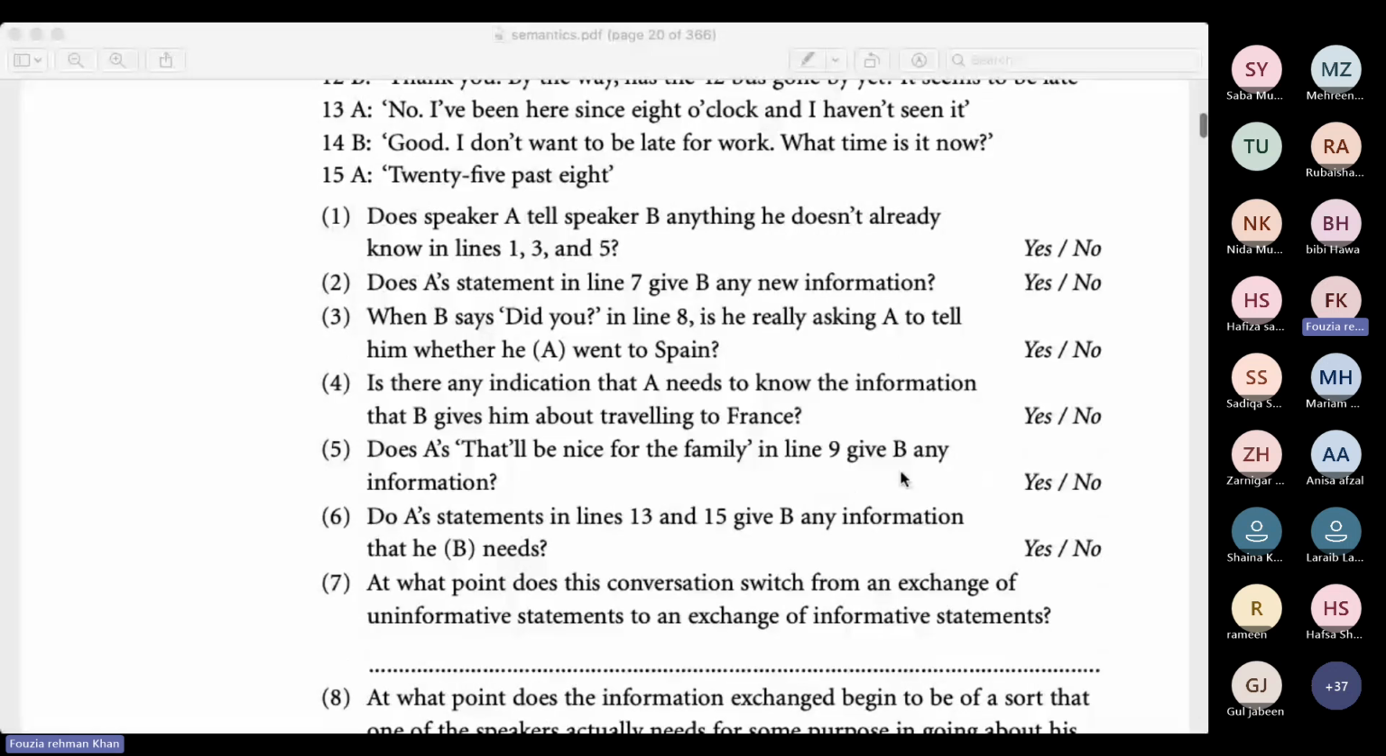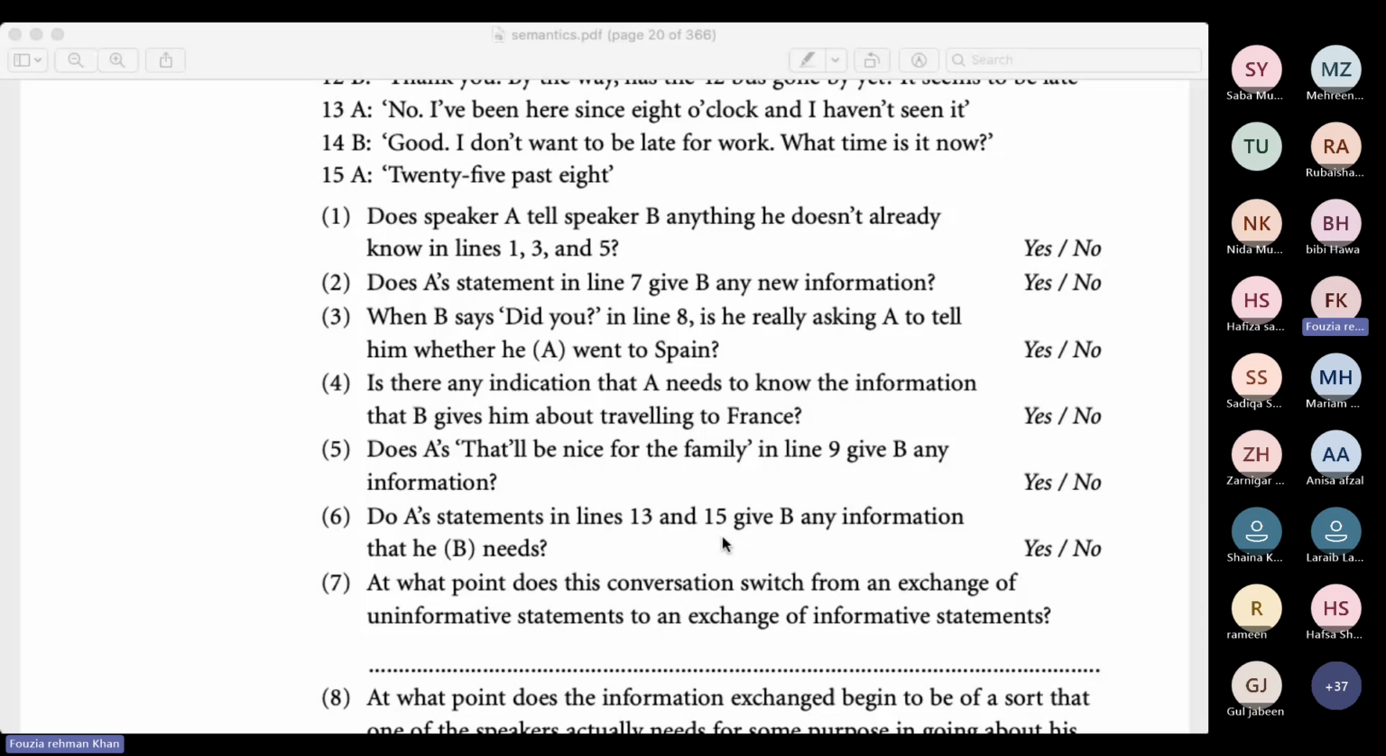We are done. Do A's statements in lines 13 and 15 give B any information that B needs? Okay, now look back at line 13. It says, "No, I have been here since 8 o'clock and I haven't seen it." This is informative, okay? Because the conversation is about the arrival of the bus. So they are asking if the bus was there or not.